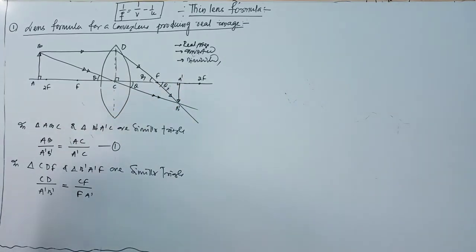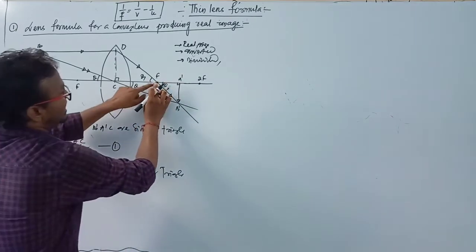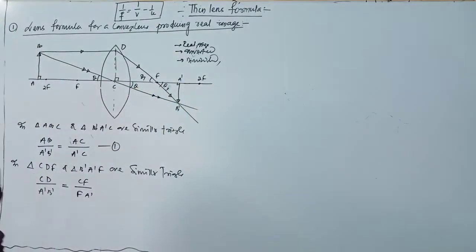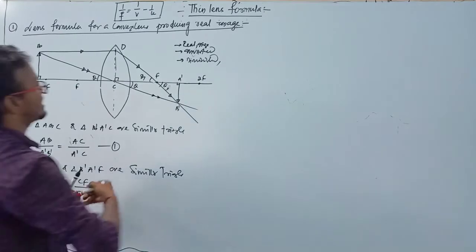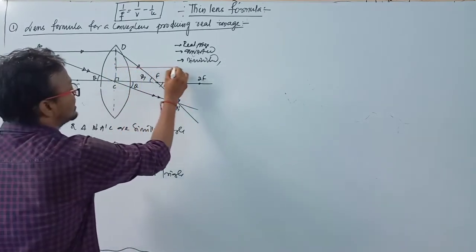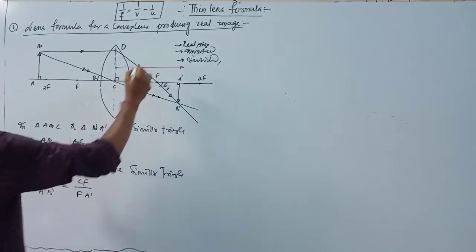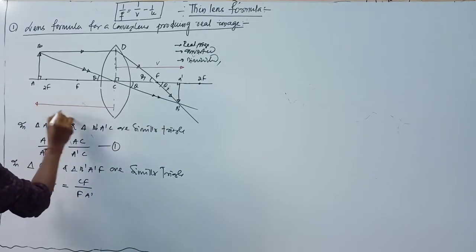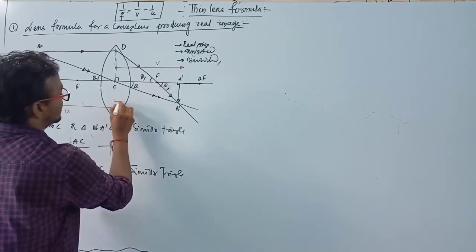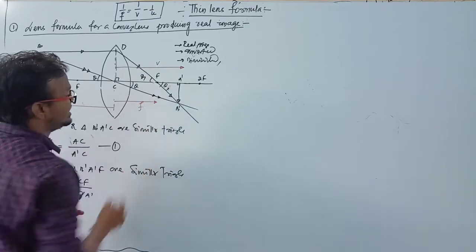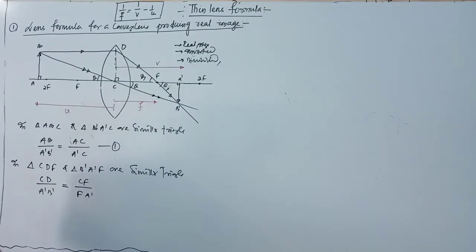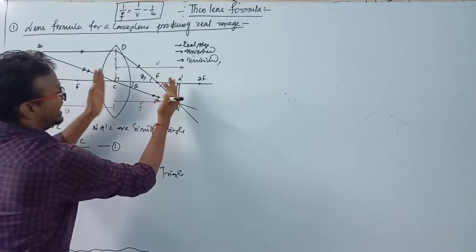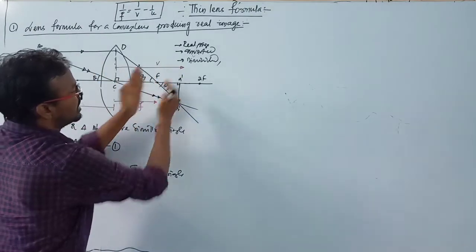This is the relation, but here we have to find the distance FA dash. How can we find this distance FA dash? We already know this distance is known as image distance, denoted by V, and this distance is object distance, denoted by U, and this distance is known as focal length, F. So in this way we can write FA dash equals CA dash minus CF.